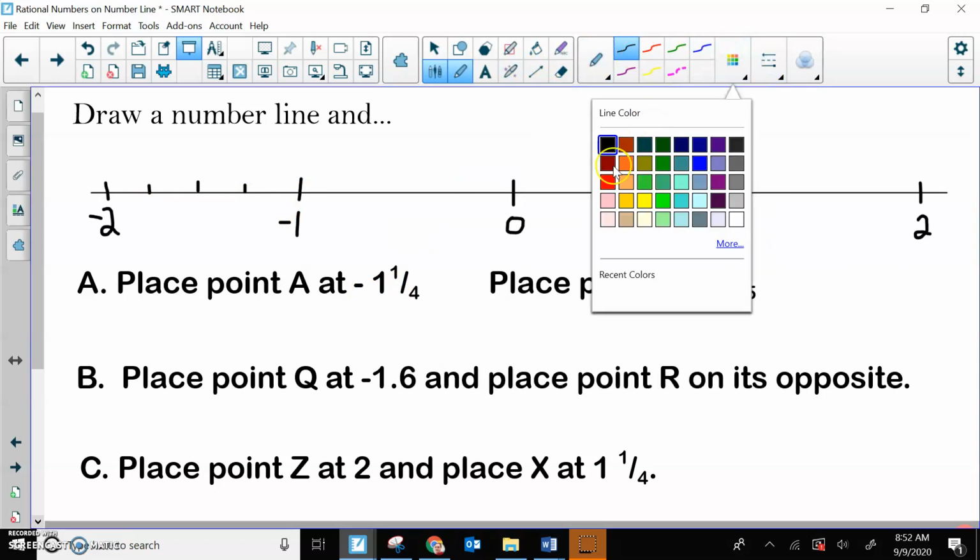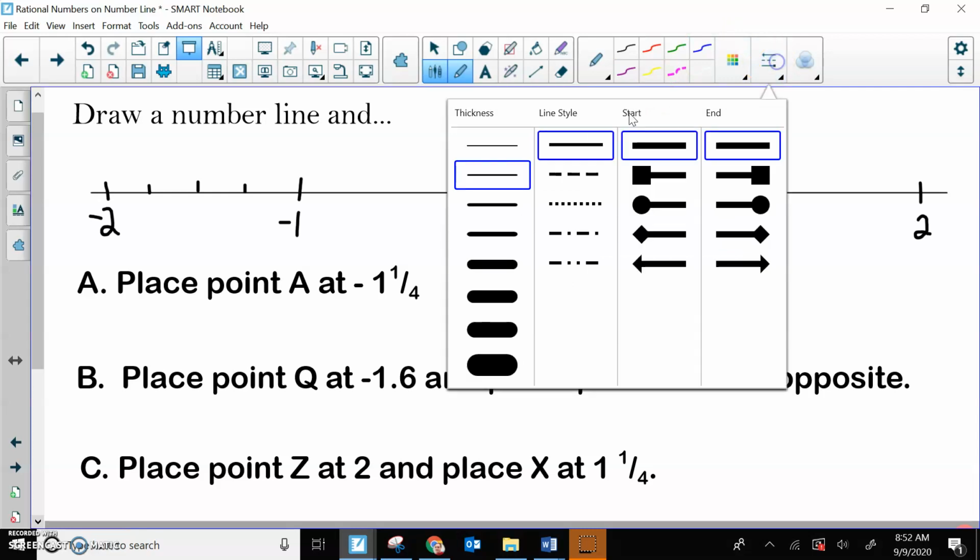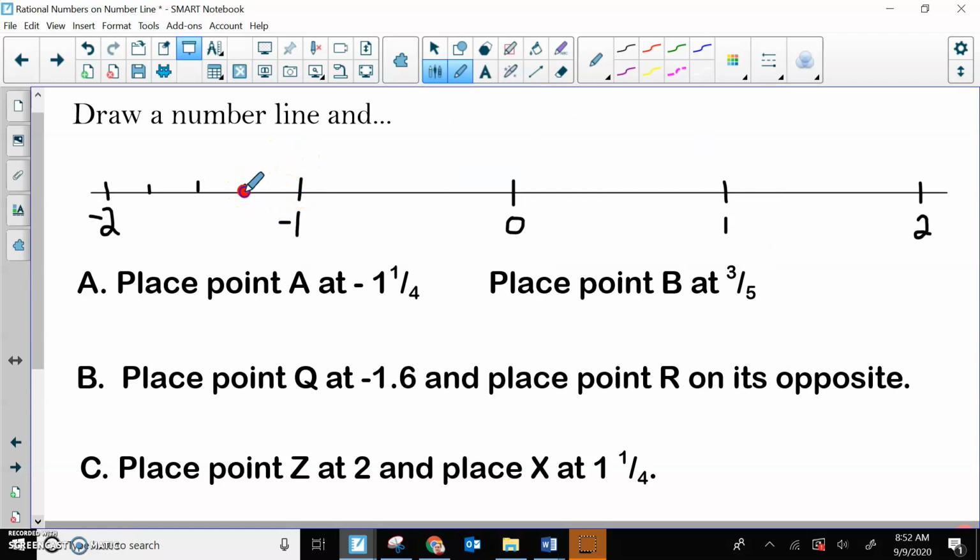Let me just put, how about a red dot? I'm going to make it red. And we're going to put it, here's negative 1. This is negative 1 1/4, negative 1 1/2, negative 1 3/4, and then negative 2 is right there. So we have got point A in place, and we do need to label point A. So I'm going to label it up here like this. Notice that the label is above the line and the point is on the line. So that's important. We don't want your point floating above the line. It should be right on the line just like that.